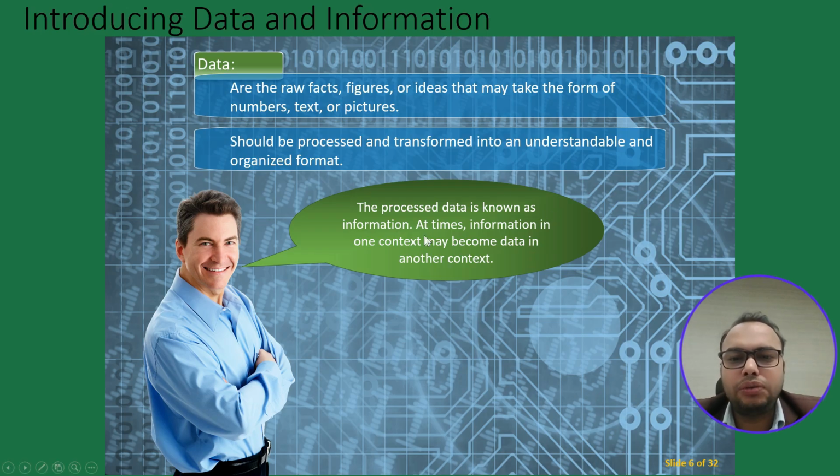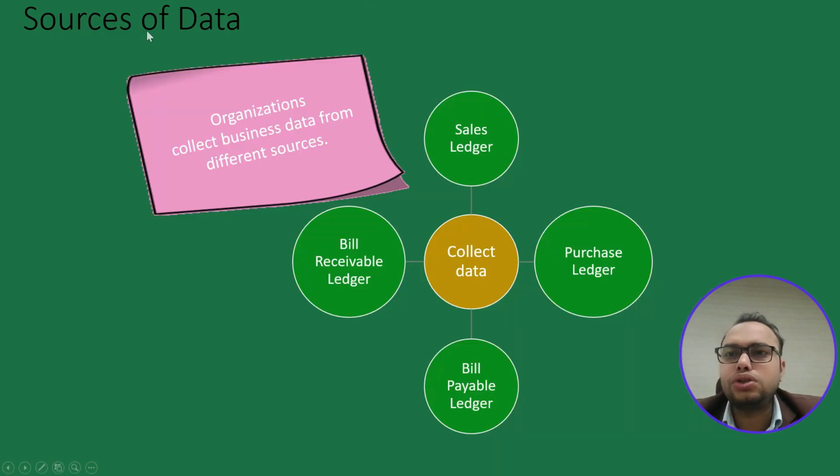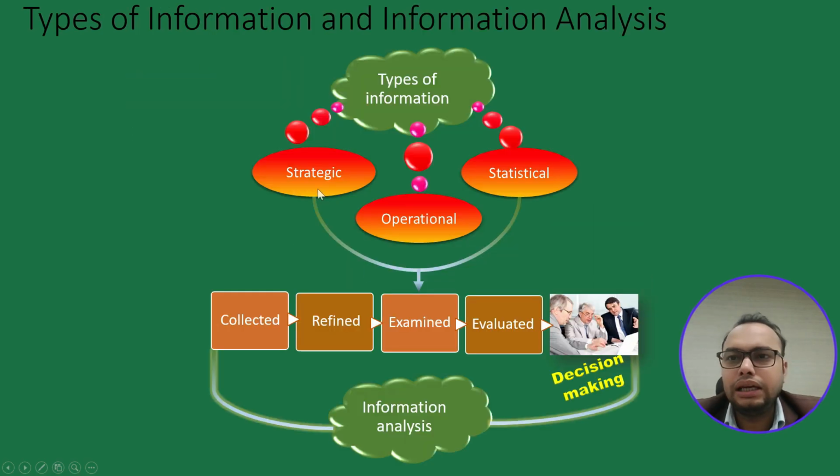The processed data is known as information. At times, information in one context may become data in another context. Source of data. Organizations collect business data from different sources. So basically it means where data is coming from, right? So collect data from sales ledger, bill receivable ledger, purchase ledger, and bill payable ledger. Obviously, if somebody sells a product, that data also comes in bill receivable ledgers where you pay the bill. That data you have to also store in purchase or bill payable ledger.